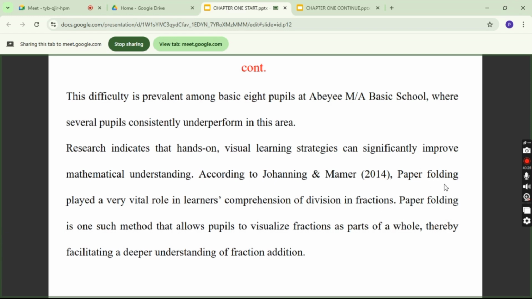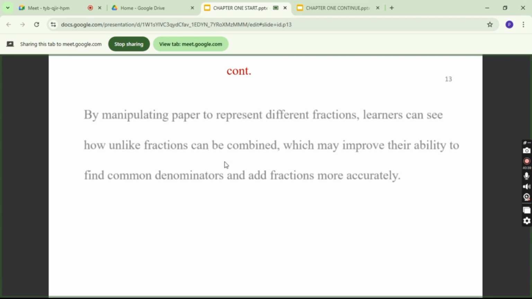According to Johan and Hammer, paper folding plays a very vital role. So I gave the readers the importance of me using that method. And I concluded with how the fraction is. It has a denominator and a numerator.